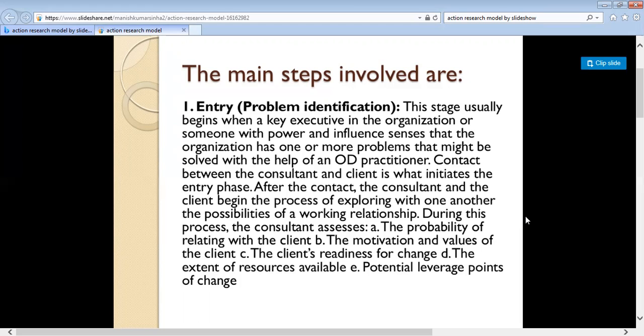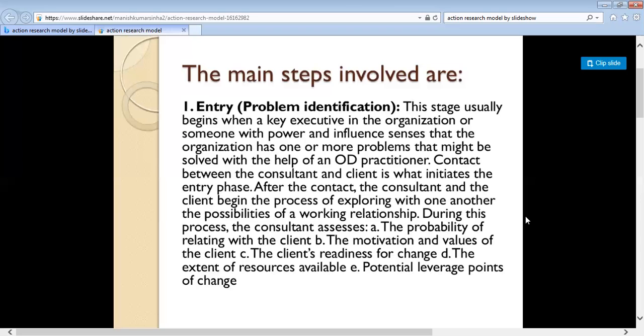First, the probability of relating with the client. Secondly, the motivation and the values of the client. Thirdly, the client's readiness for change. Then the extent of resources available. And finally, potential leverage points of change. This is basically the entry phase. It represents the initial contact between consultant and client, exploring the situation that leads the client to seek a consultant and determining whether the problem or opportunity the client and consultant face constitutes a good match.